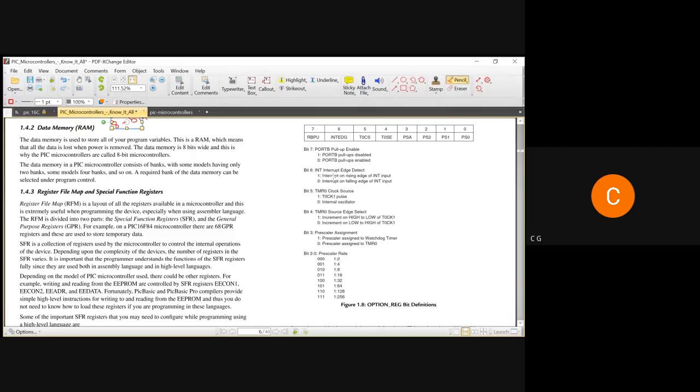Then this is interrupt edge detection. Okay, so 1 means interrupt on the rising edge of the interrupt input, or you can program it to the falling edge of the interrupt. Depending upon the device connected to the interrupt pin, if it is generating a rising edge clock pulse or a falling edge clock pulse, accordingly the signal will be captured by this particular CPU.